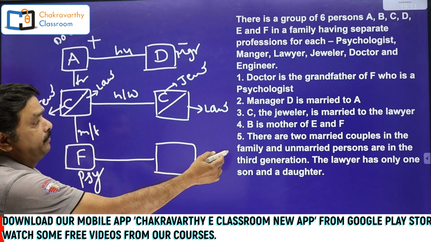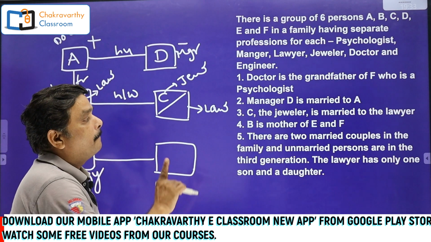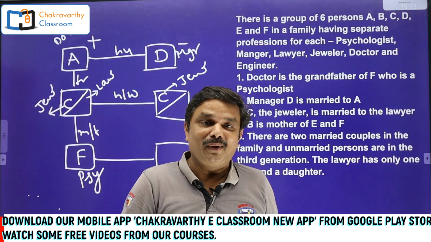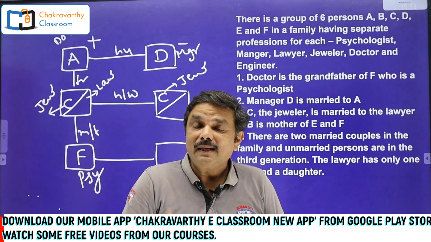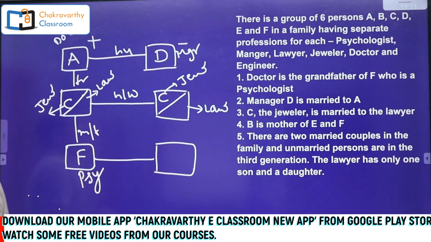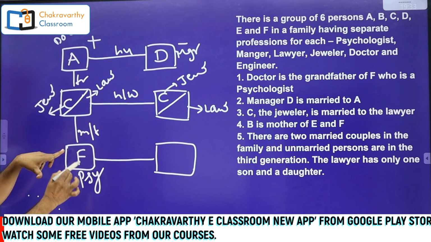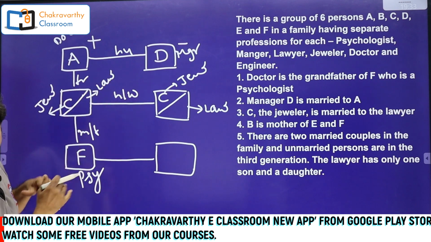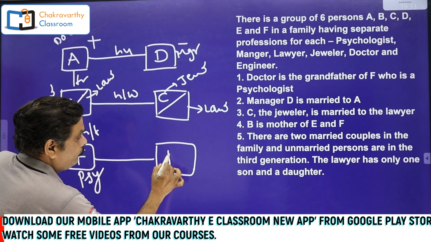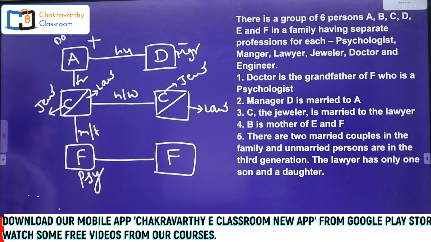And now go for the next information here. B is mother of E and F. Now you see where to place this information, and how to place this without losing the logic. Now here B is mother of E and F. So very clearly F is here. So B is mother of E and F. B is a female. Then B can be here or here, but certainly F must be here. Now we got the idea.